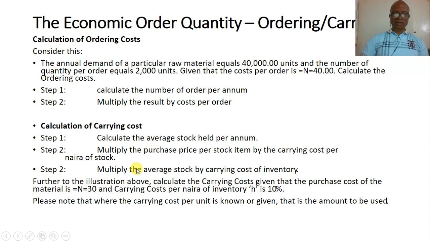And then you can also talk about carrying cost as well. The steps at the beginning: calculate the average stock per annum, multiply the purchase price per stock item by the carrying cost per naira of stock, and multiply the average stock by the carrying cost of inventory. We must take note of the fact that when we talk about the carrying cost, we are looking at the carrying cost per unit. In most cases, they give it to you in percentage. So you have to multiply the percentage by the cost given to you, and then you're able to appreciate what the carrying cost is like.